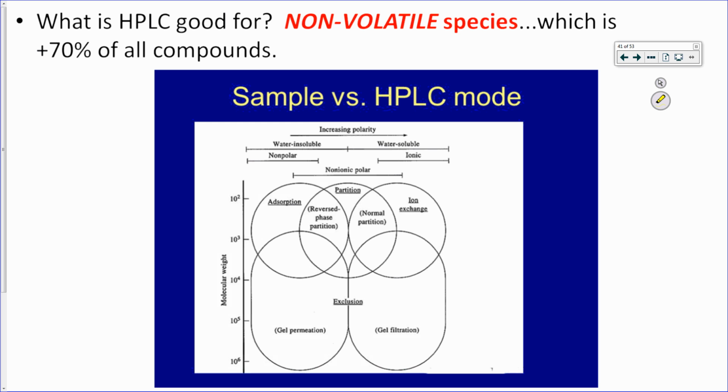Why do we do HPLC? It's because it's what we have to do for non-volatile species. GC works great for volatiles, but 70% of all the things in nature are non-volatiles. They're ionic compounds, they're salts, they're peptides, they're sugars, they're things that don't go into a GC.